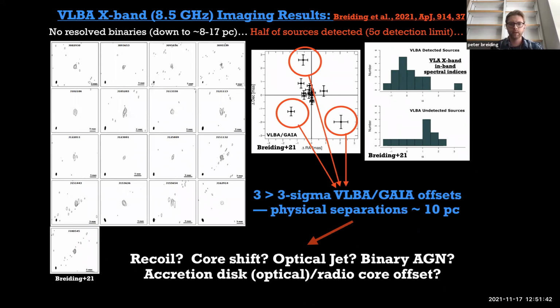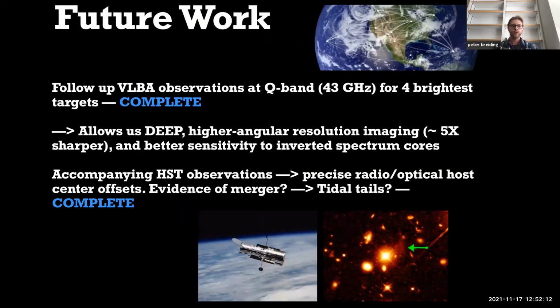And I show two plots here, the offset between the VLBA and Gaia source positions. So you might be able to interpret various physical properties. If you see any statistically significant offsets, we find offsets from the radio optical positions on the order of 10 parsecs for 3 sources, but we can explain that in a variety of different ways that doesn't distinguish between a recoil scenario or binary AGN or other things. So more interpretation is needed there.